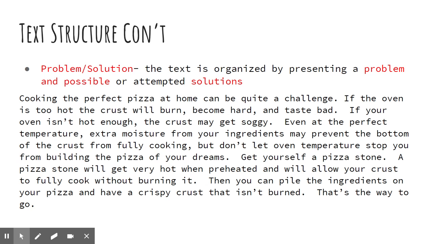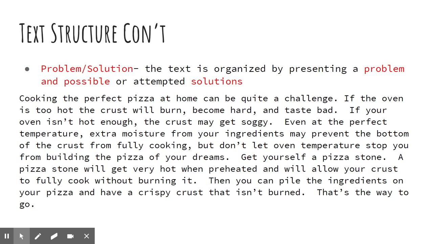But don't let the oven temperature stop you from building the pizza of your dreams. Get yourself a pizza stone. A pizza stone will get very hot when preheated and will allow your crust to fully cook without burning it. Then you can pile the ingredients on your pizza and have a crispy crust that isn't burned. That is the way to go.